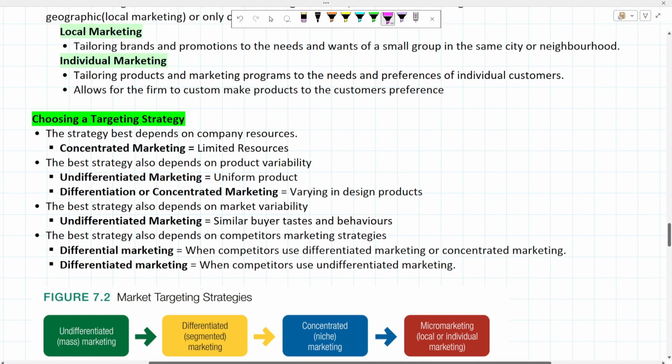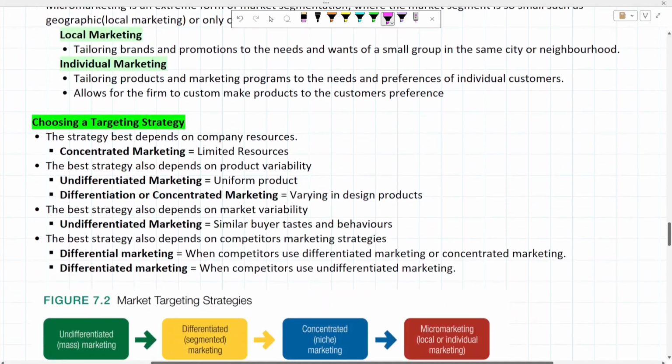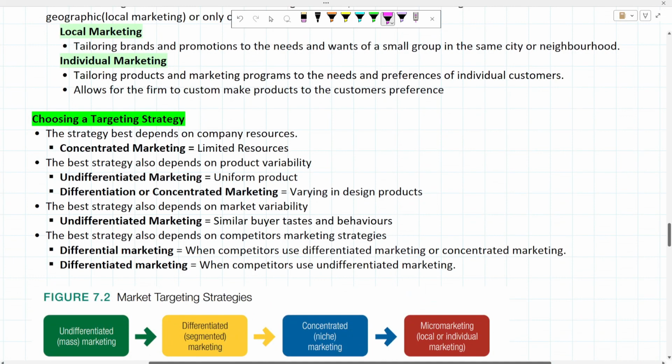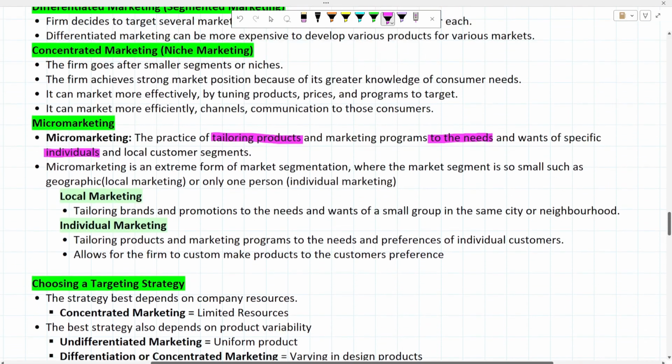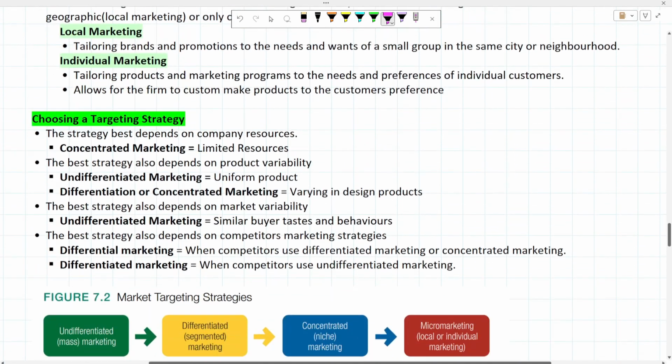So choosing a targeting strategy. The strategy best depends on company resources. Concentrated marketing is used when you have limited resources. The best strategy also depends on product variability. So undifferentiated marketing, which is mass marketing, is when you have a uniform product. Differentiated or concentrated marketing, such as segmented marketing and niche marketing, is for a variety of design in products.